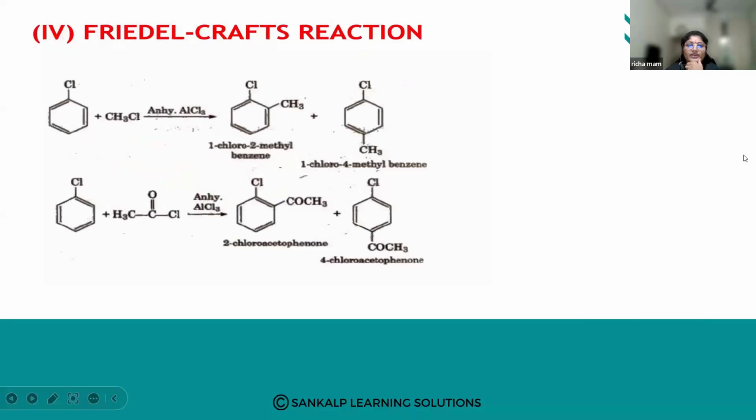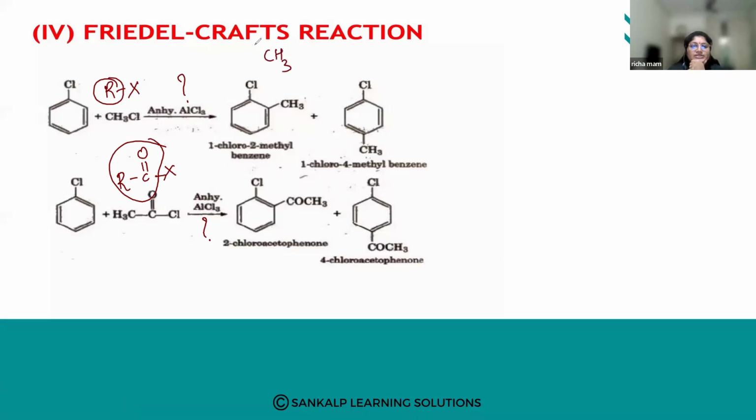Next is the Friedel-Crafts reaction. Friedel-Crafts reactions take place in two ways. One is the Friedel-Crafts alkylation and the next is the Friedel-Crafts acylation. This is the alkyl group and this is the acyl group. It takes place in the presence of a catalyst like anhydrous AlCl3. So here, which is the electrophile?